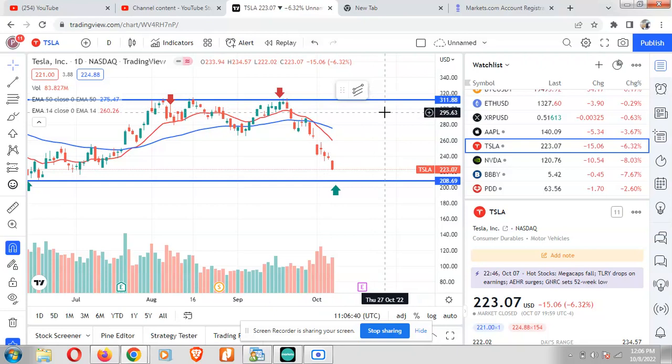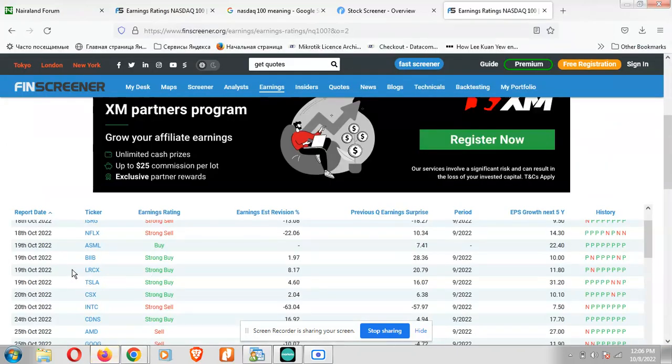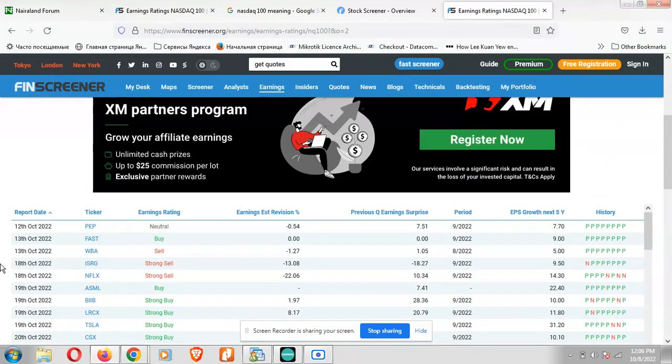Tesla analyzed. Netflix analyzed: on the 18th of October, Netflix is going to have a strong sell. On the 19th of October, Tesla is going to have a strong buy. So watch it. This is what I do with the screener.